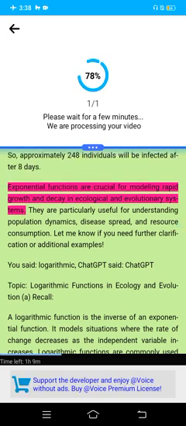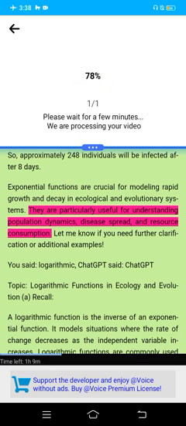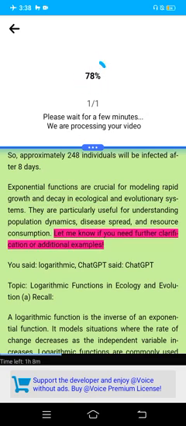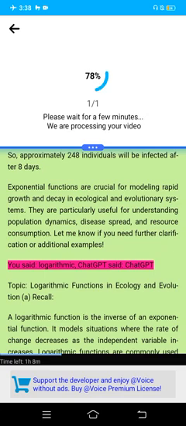Exponential functions are crucial for modeling rapid growth and decay in ecological and evolutionary systems. They are particularly useful for understanding population dynamics, disease spread, and resource consumption. Let me know if you need further clarification or additional examples.